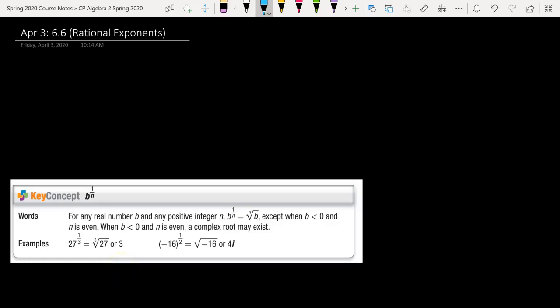Welcome back, everybody. We're going to move on to section 6.6 in the book. That deals with rational exponents. Rational just means fractional. So we can imagine expressions like x raised to the 2/3 power or y raised to the 7/4 power. The point of this section is trying to figure out what these fractions as exponents mean, and how we simplify expressions that have them.